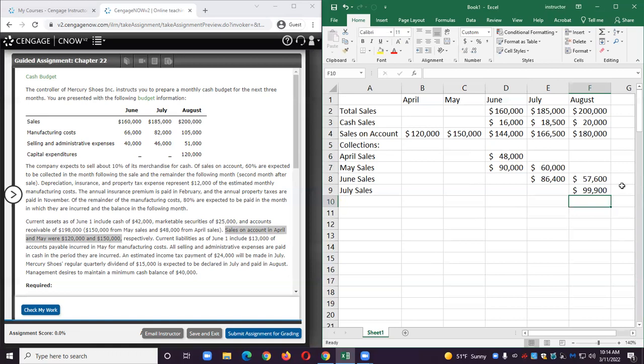Again, could you do this all by hand with a calculator? For sure, you could. I just think this actually makes our life a little easier once we get used to it.